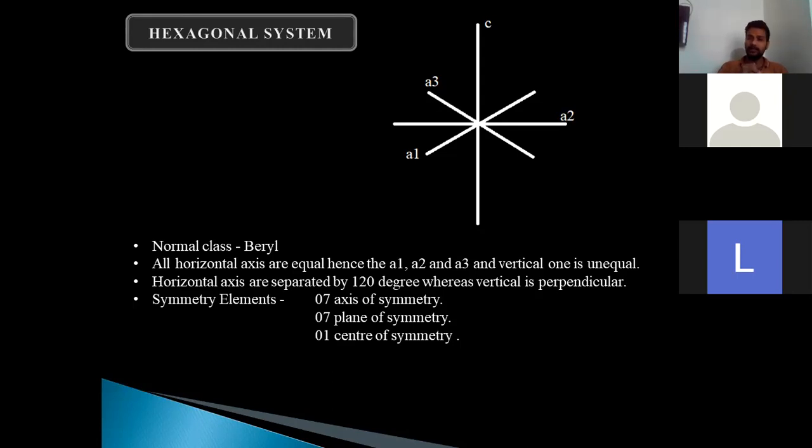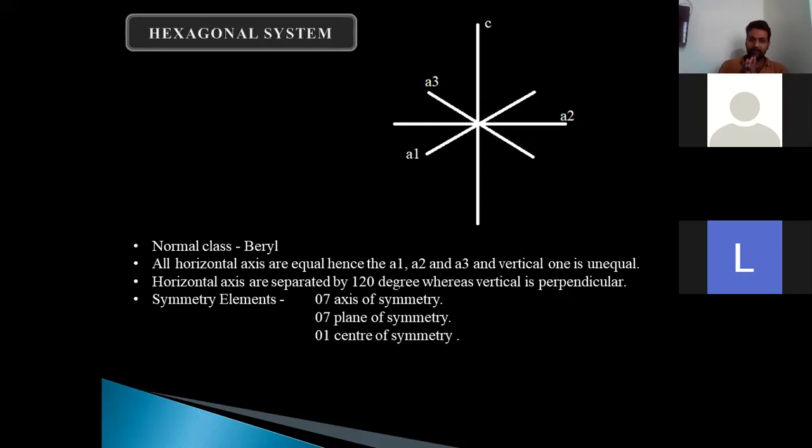But the fourth axis, which is vertical to these three axes, is different in length. It could be either longer or shorter. In that case, this is named differently, that is C. Because as we know, the nomenclature has to be done on the basis of equality and inequality. So if the three horizontal axes are equal in length, hence they can be named as A1, A2, and A3, whereas the fourth one can be named as C as it is different from the rest of the axes.